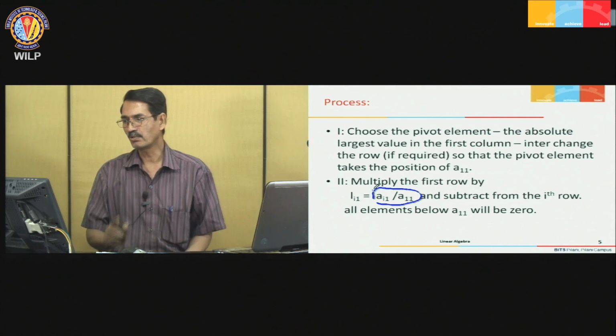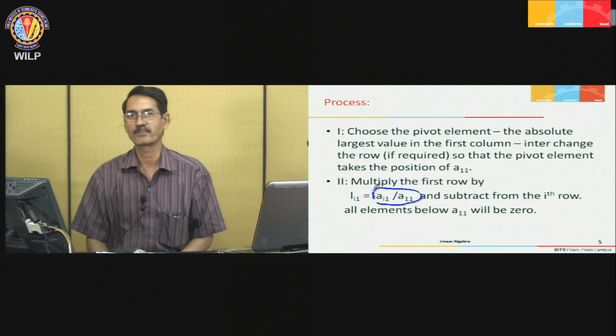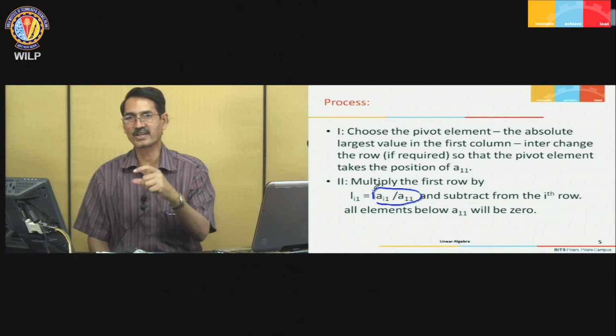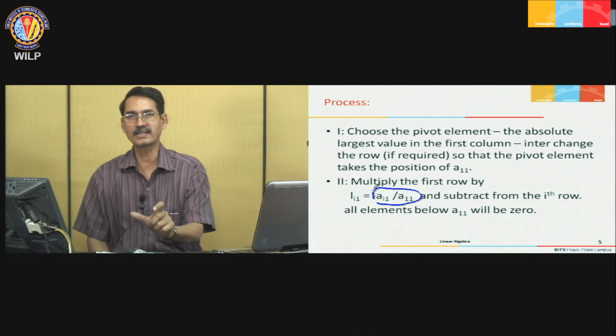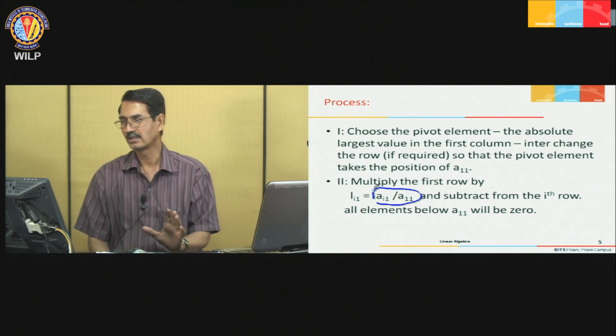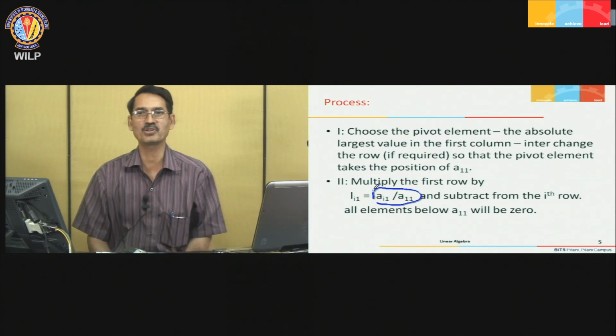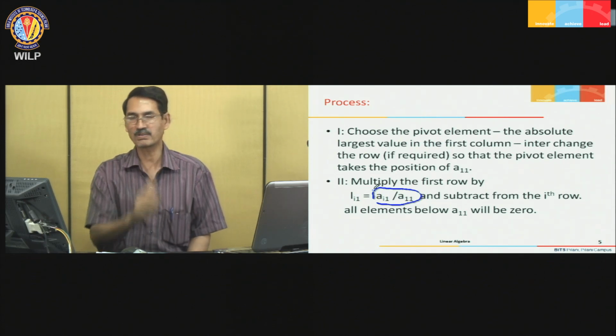So, therefore, we shall multiply the first row by Ai1 by A11. Then you subtract whatever we are getting from the ith row. Then you see what happens. So, the elements below A11 in this process will become 0. I shall explain on the blackboard, just wait for some time.